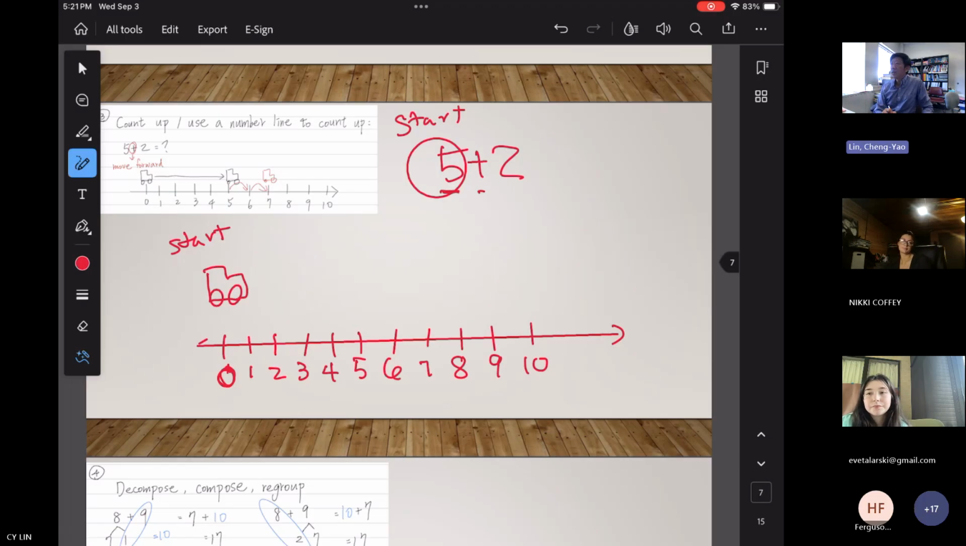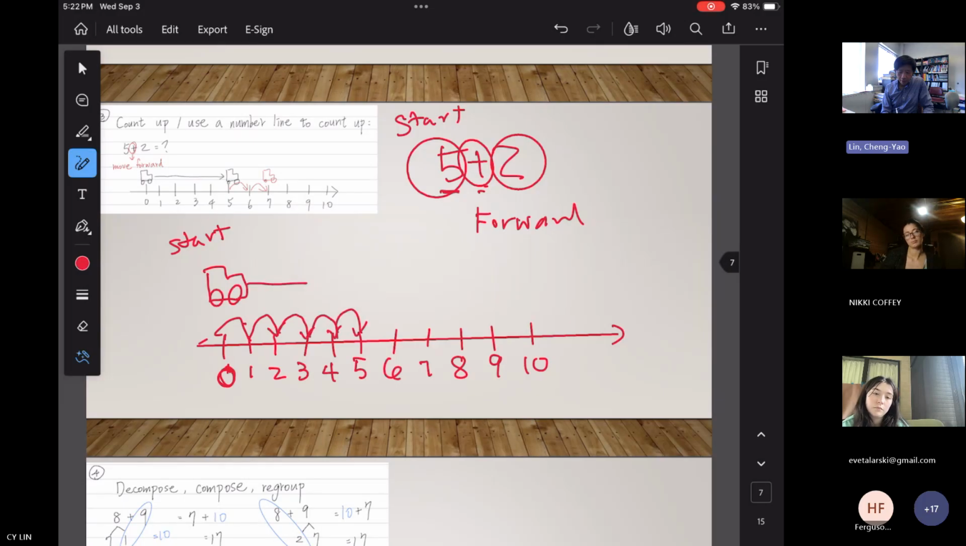So for 5, I would say, okay, I'm driving a car. Again, tell a story. I was driving the car, starting at 5. And the plus, that means addition. That means moving forward. And then 2, moving another 2 units forward. So I'm starting at 5. Everything starts from 0, so starting at 5, that's 1, 2, 3, 4, and 5. That means 5.